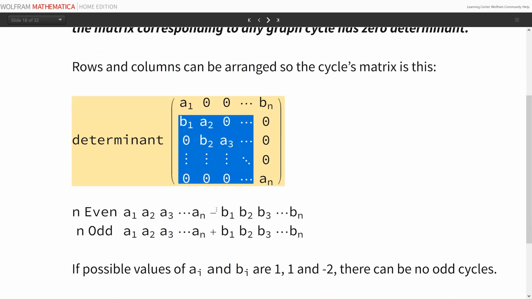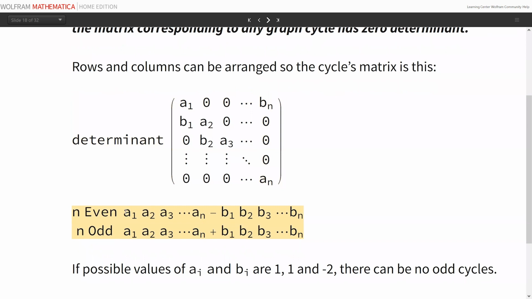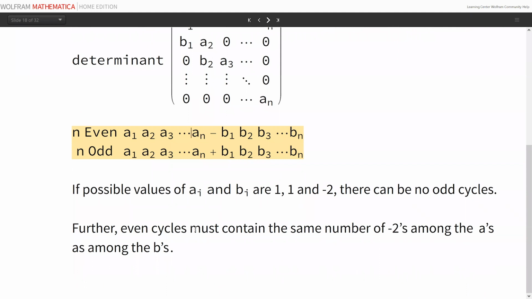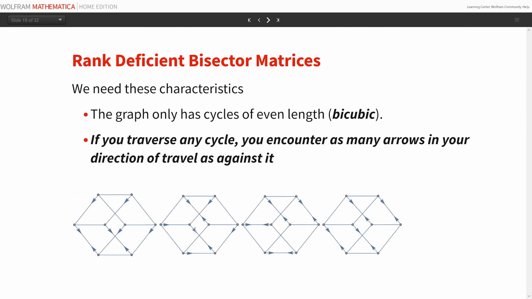So if n is even, the determinant is the difference between the product of the A's and the product of the B's. If n is odd, it's the sum. And with values 1, 1, and -2, you cannot have n odd and a 0 determinant. So we can't have odd cycles, and even cycles have to contain the same number of -2s among the A's as among the B's. So graphically, that gives us this.